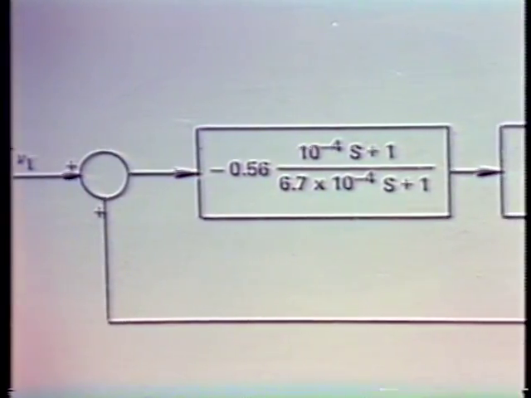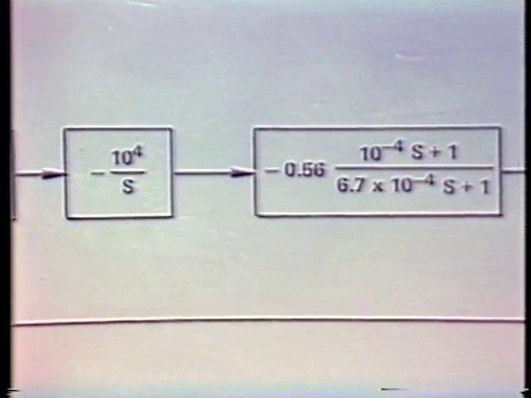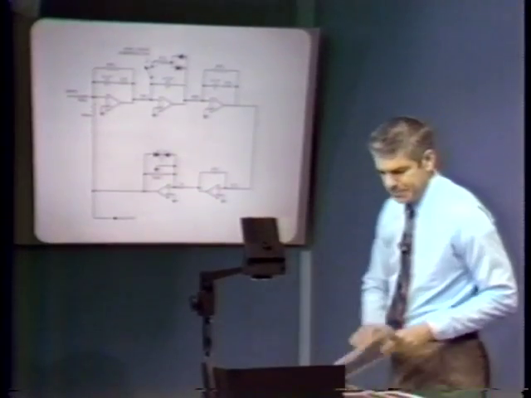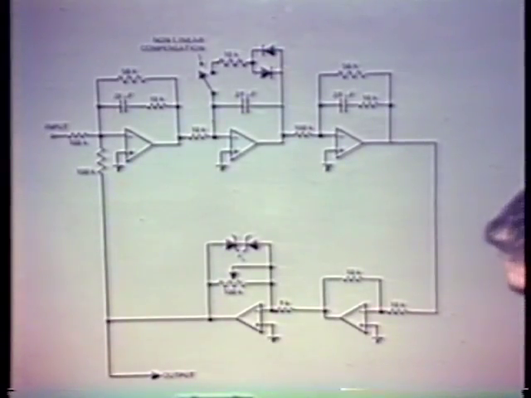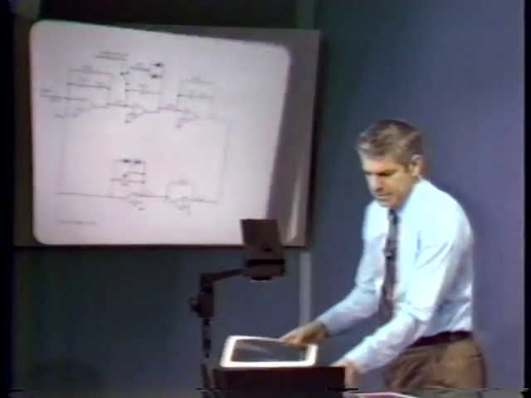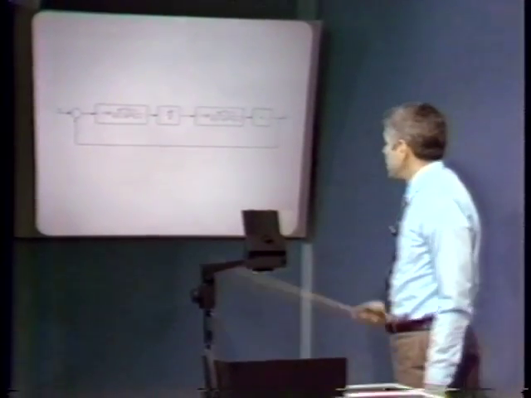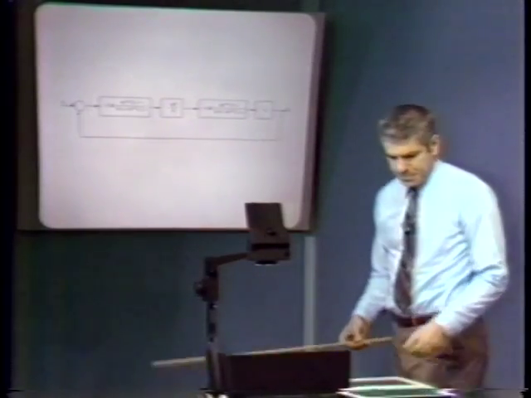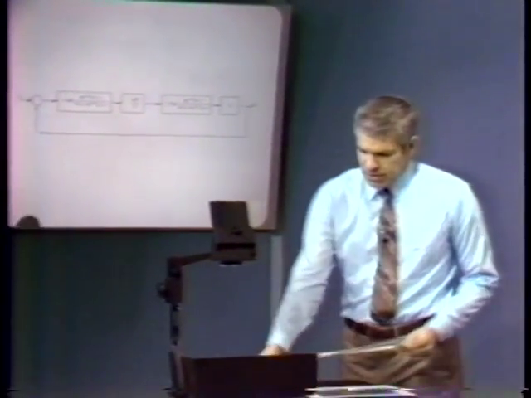The next element is the -10 to the 4th over S, and we of course get that with our integrator. The final lag network, and then the final gain term. And not shown in the linear block diagram is the limiter. We can again look at this in all the ways that we described earlier.